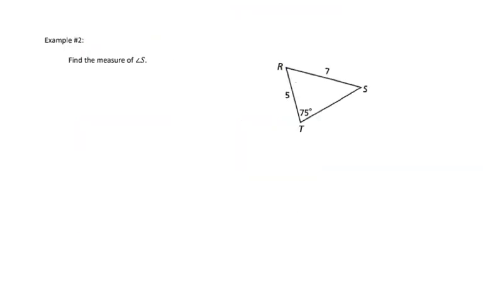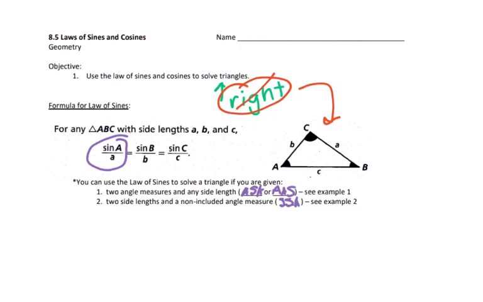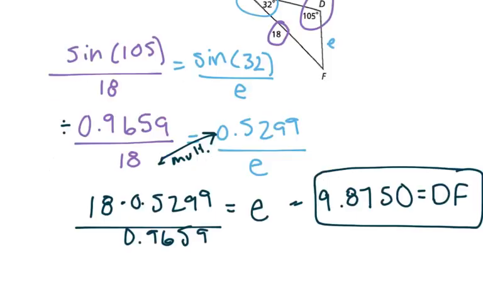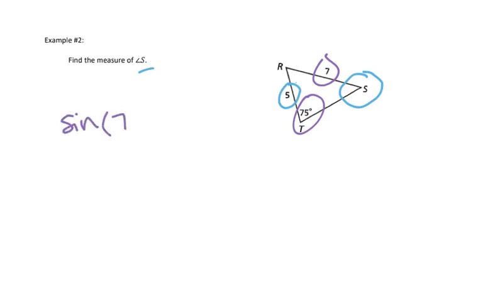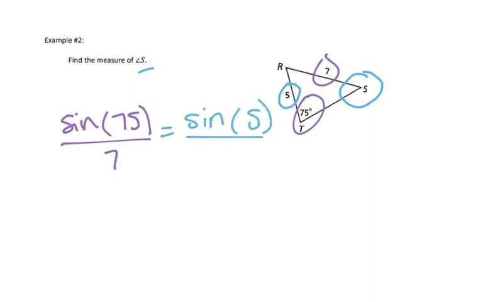So then we move on to example 2, which again earlier we were saying is going to be more of a side-side-angle idea. We do have an angle, we have its opposite side, and then this time we have a side and not its opposite angle, which is of course what they want you to solve for. To set this up, we're going to do again sine of 75 over 7, and set that equal to sine of s, the angle, over 5.